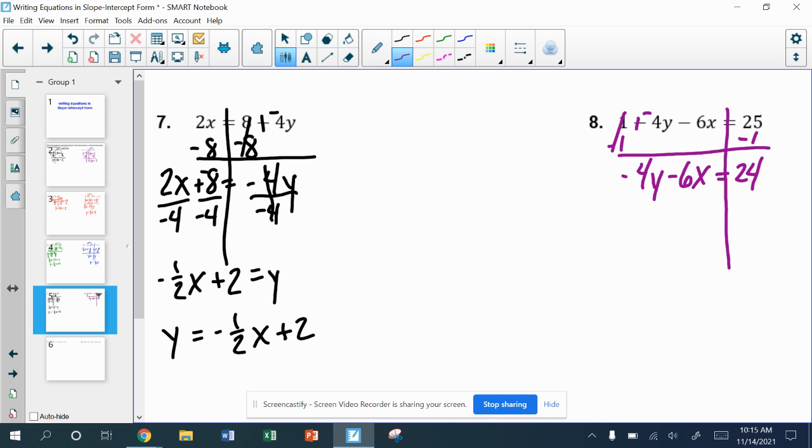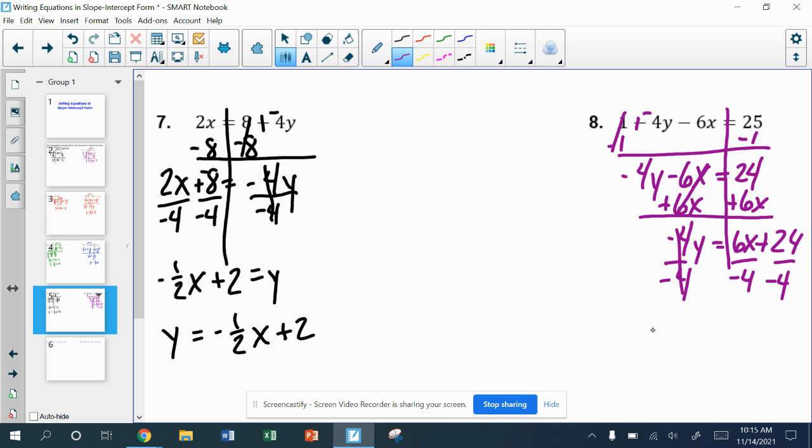Now, I would want to get rid of that subtracting 6x. So I would add 6x. And again, those two things do not match. So I'll have a negative 4y equals 6x plus 24. And then divide, divide, divide. 6 over negative 4, we know that's going to be a fraction. I know it's going to be negative because they're different signs. 6 over 4 could simplify to 3 over 2. And positive 24 divided by negative 4 would be a negative 6.